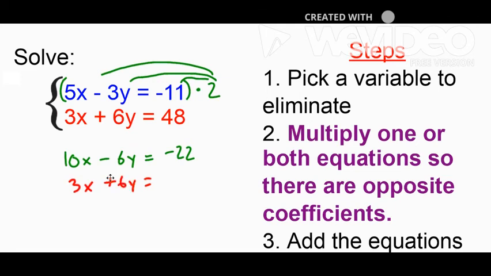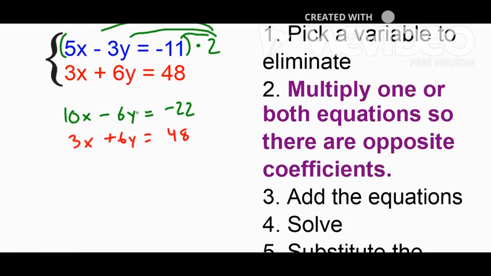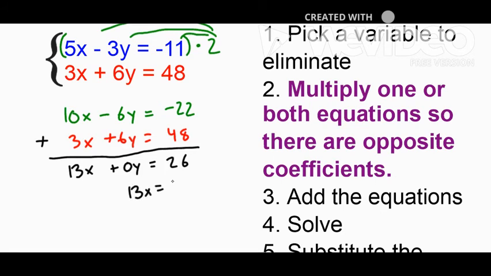Plus 6y equals 48. Now, in doing that, by multiplying everything by 2, if you notice now, here I have a negative 6, here I have a positive 6. So I'm going to use linear combination again, add these two equations, and here's what I get. I get 13x plus 0y, negative 6 plus 6 is 0, equals 26, negative 22 plus 48. Now again, I see here I have 0y, so it's no longer necessary for me to write the y. Then I divide both sides by 13, so x equals 2.